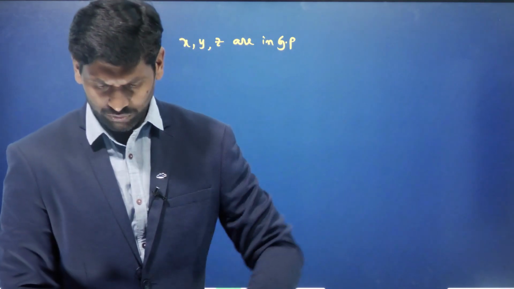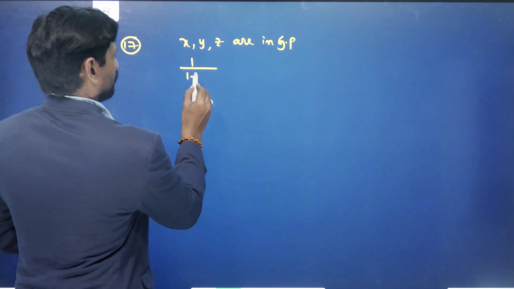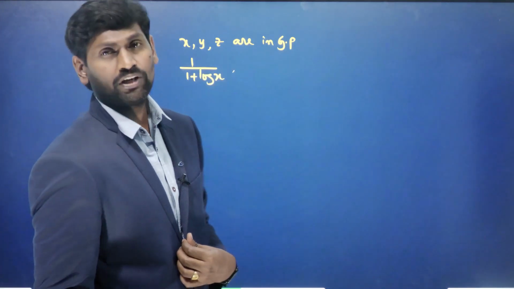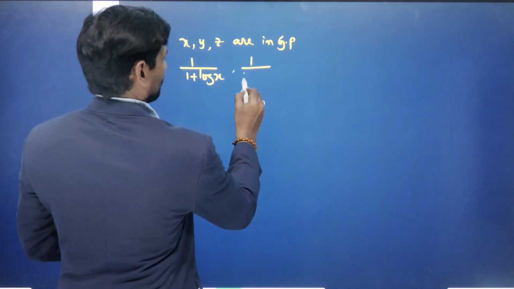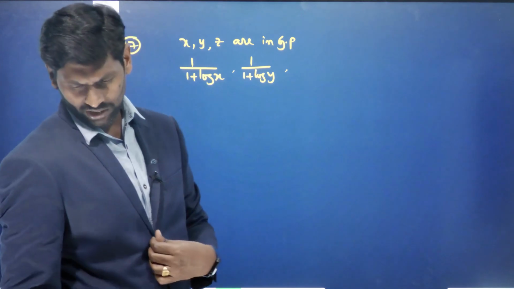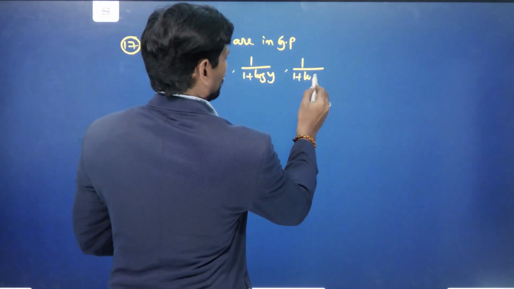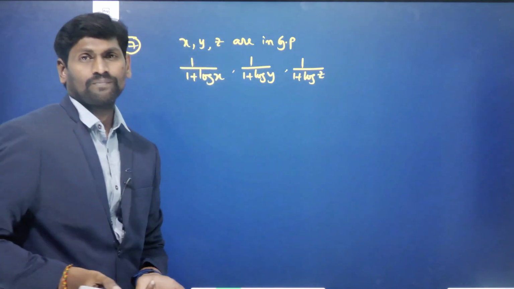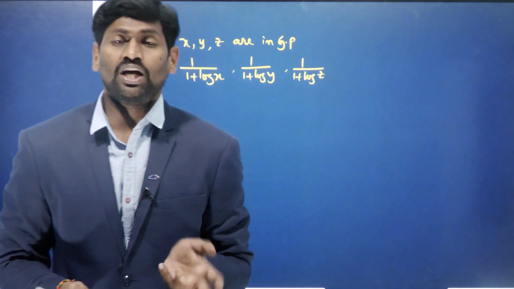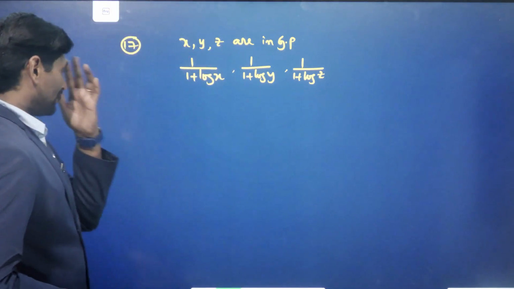Then we need to find that 1 by 1 plus log x, 1 by 1 plus log y, and 1 by 1 plus log z are in which progression? Again, this will be in geometric progression or arithmetic progression or harmonic progression. We need to find it. Okay, now let us check that.